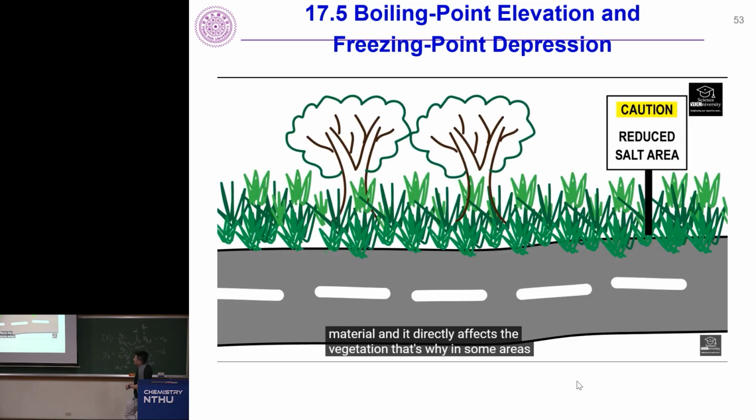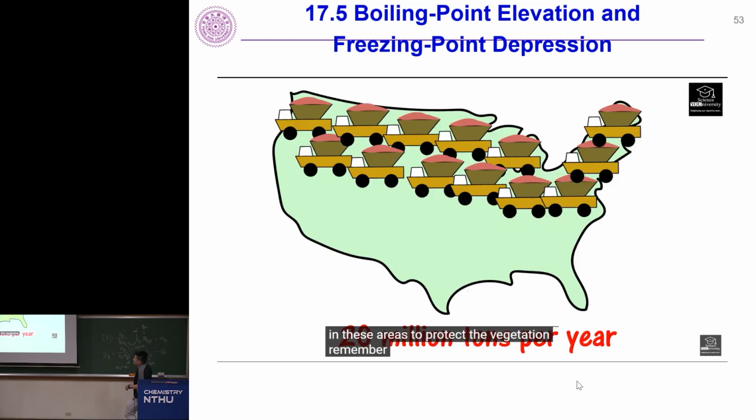That's why in some areas you can see reduced salt area signs on highways. A small amount of salt is used in these areas to protect the vegetation. Remember, 20 million tons of salt is added onto the roads in the United States per year.